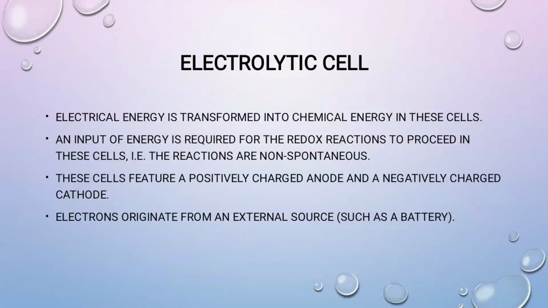So electrolytic cell. In this, electrical energy is transformed into chemical energy. An input of energy is required for the redox reactions to proceed in these cells. These cells feature a positively charged anode and a negatively charged cathode, and electrons originate from an external source such as a battery.